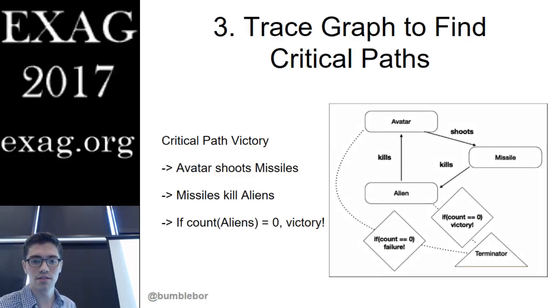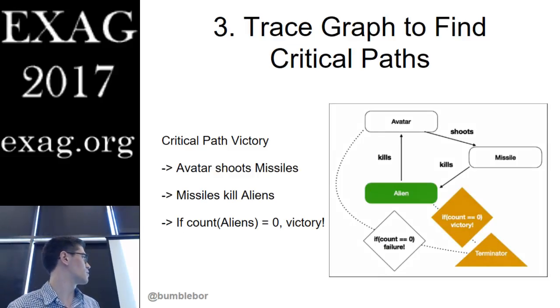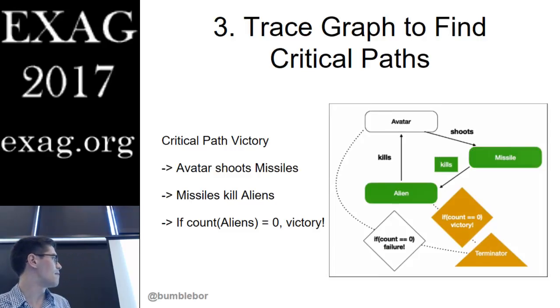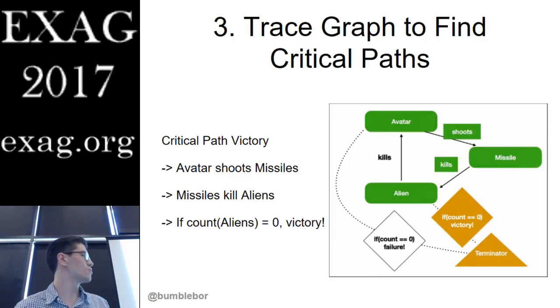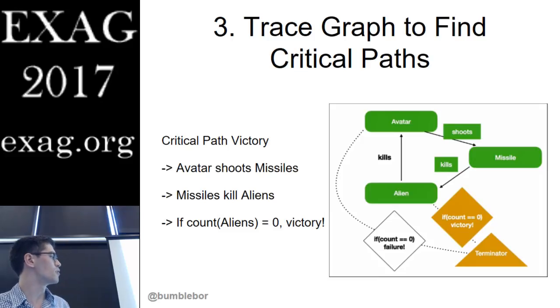There we go. So here we start off, we start this Terminator right here, and we realize that if we trace this up from our victory condition, we end up with alien. We quickly realize that the alien score counter will decrease if it gets killed by missiles, and we realize that the missiles will be shot by the avatar, and that would be an example of what we call the critical path. So we form that over here on the left.